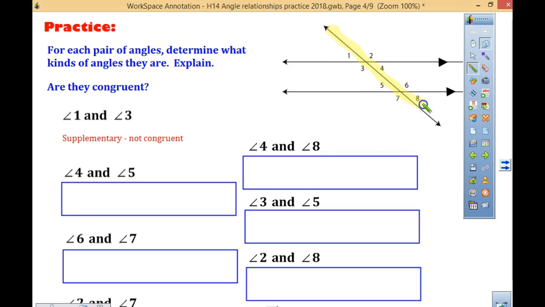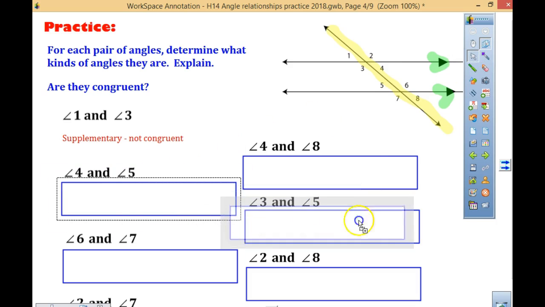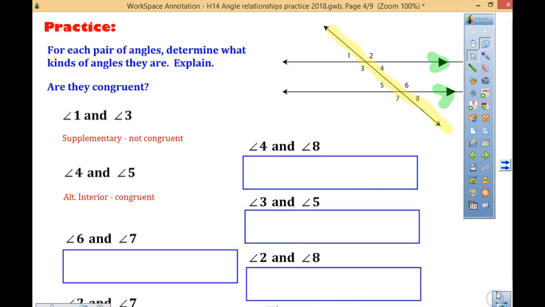This line is considered our transversal, and the two lines are parallel. So when we look at this, this is our parallel line as we look at these two. Okay. So 4 and 5 happen to be what? Same side? They are not same side. Look at the yellow line. They are alternate interior, which means they will be congruent.